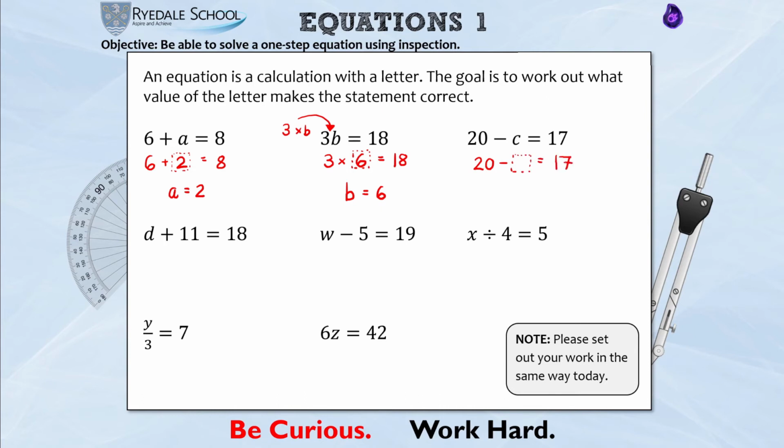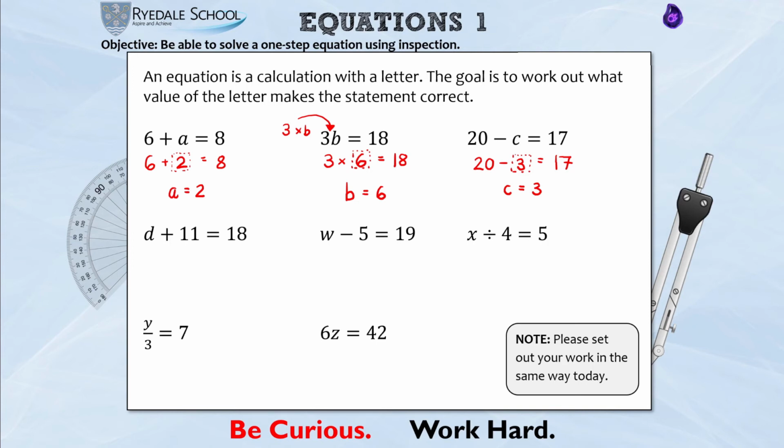And the answer is 17. So what value makes that statement true? 20 take away 3 is 17. So C equals 3. And this is very much how I would like you to set out your work today.